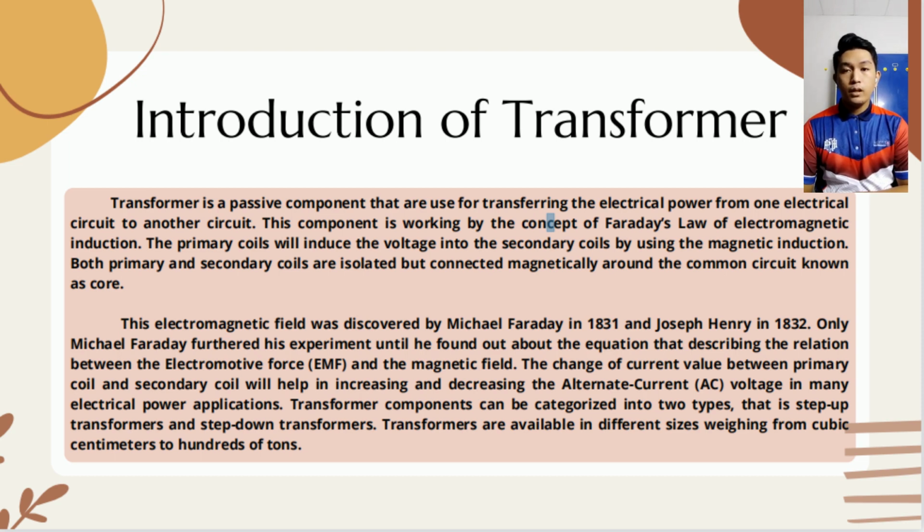and the magnetic field. Back to the transformer, the change of current value between the primary coil and the secondary coil will help in increasing and decreasing the alternating current voltage in many electrical power applications. Transformers can be categorized into two types, that is step up transformers and step down transformers. Nowadays, transformers are available in different sizes, ranging from cubic centimeters to hundreds of tons.